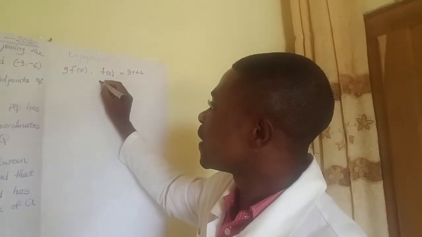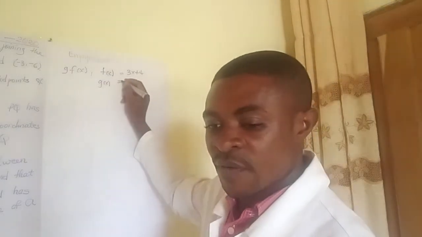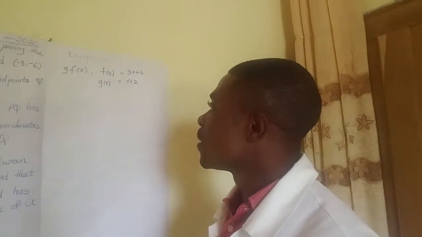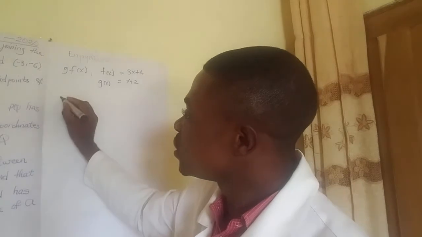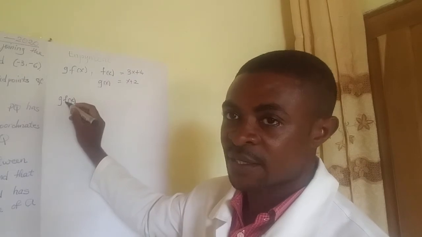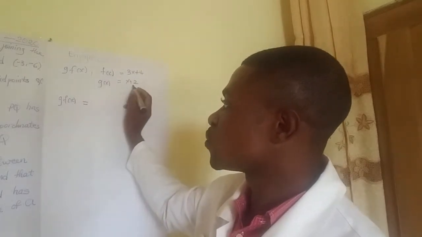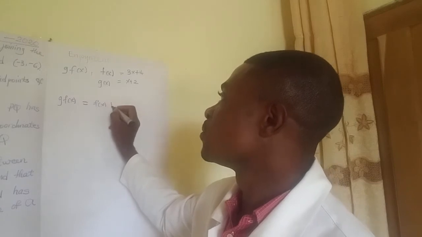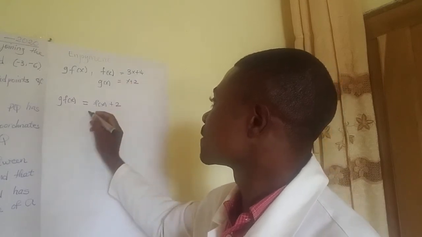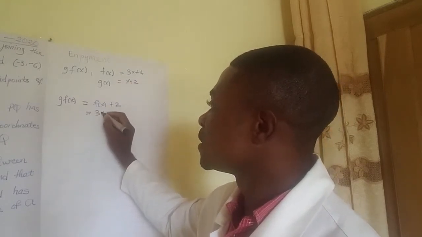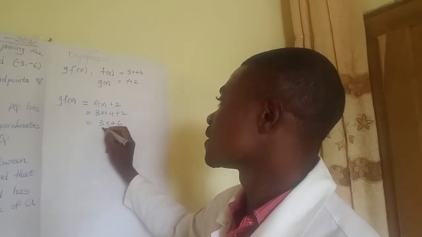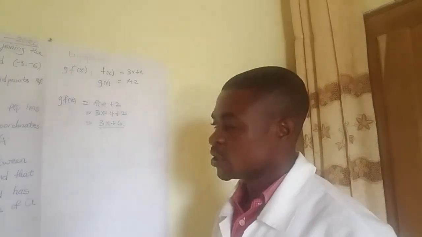Okay, my g of x is x plus 2. Now I want to look for g of f of x. G of f of x here means you are going to go to g of x, everywhere you see x, you put f of x. So this will simply be my g of x is x plus 2, so I'll just have f of x plus 2. That's all. Okay. So in that case, I will now look for f of x. It's there already, 3x plus 4. I'll put 3x plus 4 plus 2. So my answer is 3x plus 6. Okay. That is it for g of f of x.